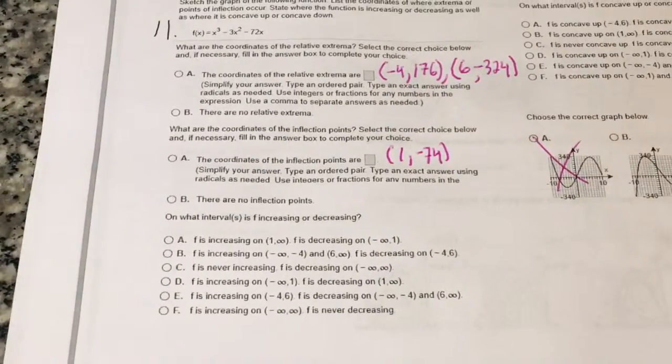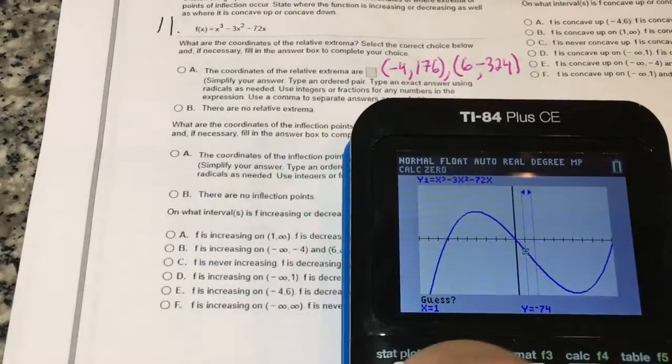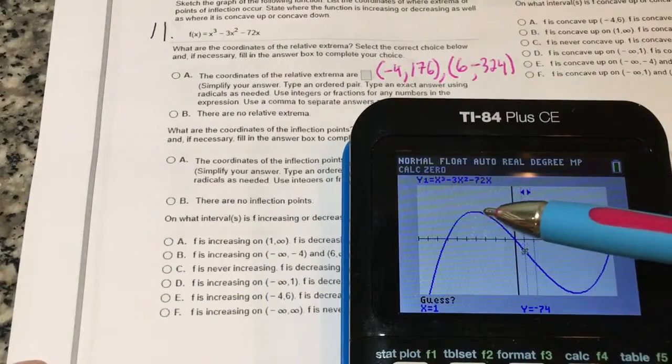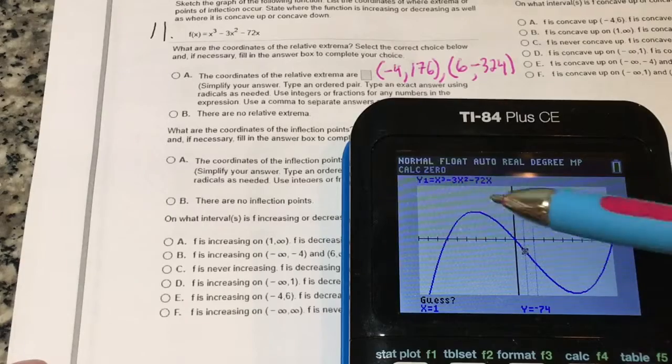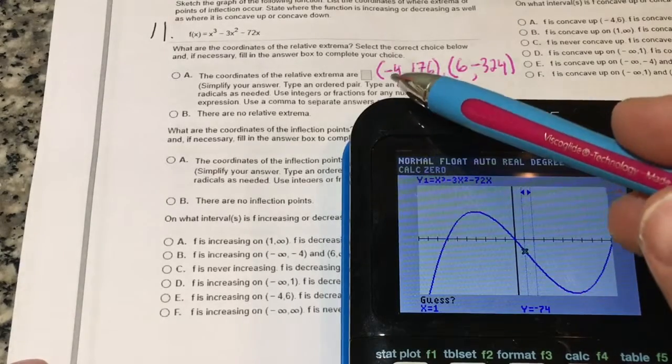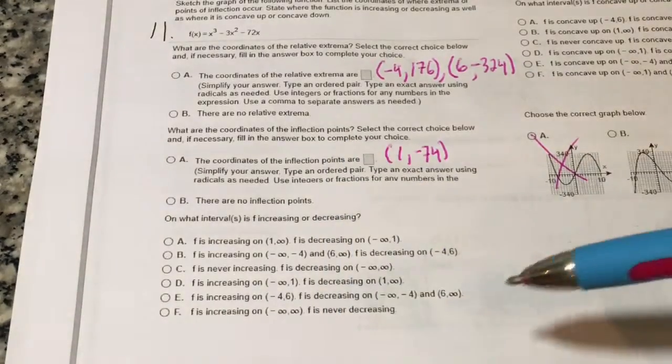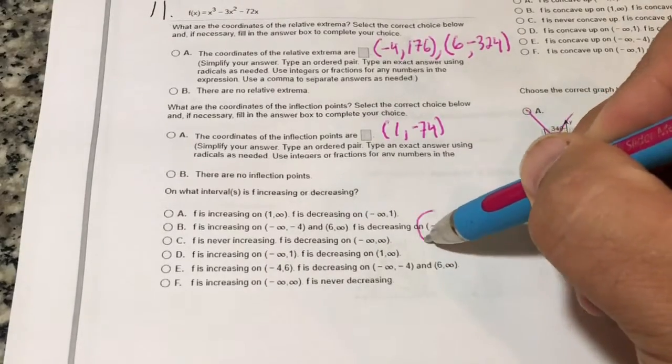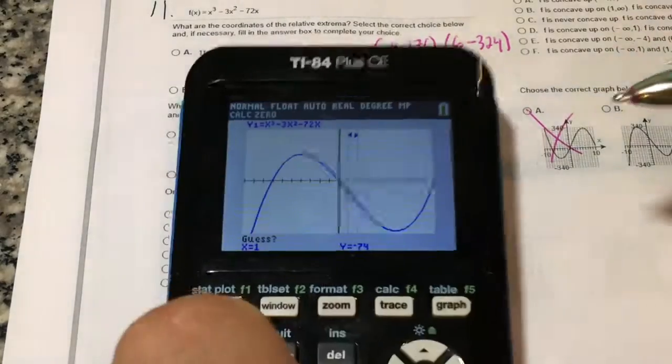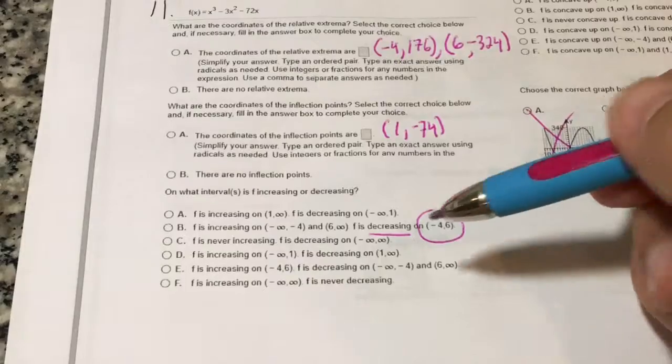Now it wants to know the interval that it's increasing or decreasing. So from our graph, we notice that it's increasing from -infinity to -4, and then from 6 to infinity. And it's decreasing from -4 to 6. So I'm going to use that it's decreasing from -4 to 6 to eliminate my options. Notice, I see immediately that there's only one choice where it's decreasing from -4 to 6. So it's going to be choice B.